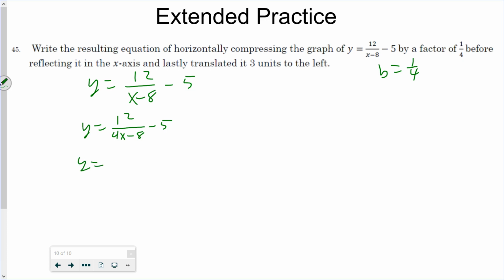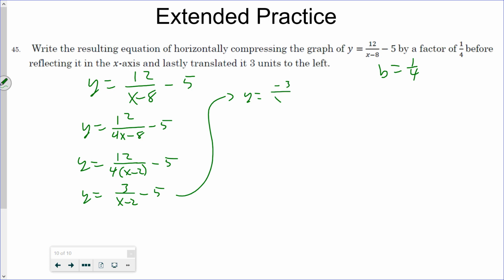I factor out that 4. Then I get x minus 2, all minus 5. And then 12 divided by 4 reduces down to 3 over x minus 2, minus 5. So that's what I get when I horizontally compress it. Now I'm going to reflect it over the x-axis. So I'll continue this up over here. I reflect it over the x-axis, so that tells me I have an a value of negative 1. So you multiply your a and k by negative 1 to get negative 3 over x minus 2, plus 5.